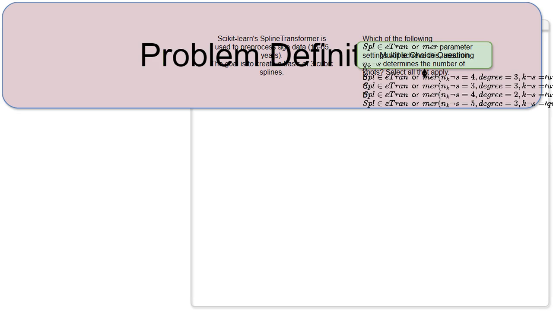This section clearly lays out the core problem. We're working with scikit-learn's SplineTransformer, a tool used for preprocessing data, specifically a feature representing age in years. The age data ranges from 18 to 65 years. The goal is to create a basis of 3 cubic splines using the SplineTransformer and to figure out which parameter settings will achieve this. It's all about understanding how to configure the tool to get the desired result.